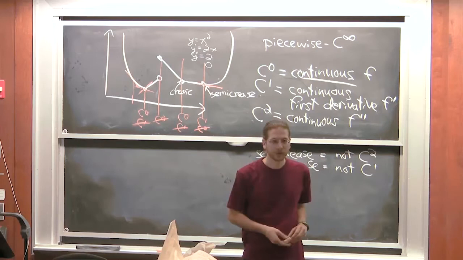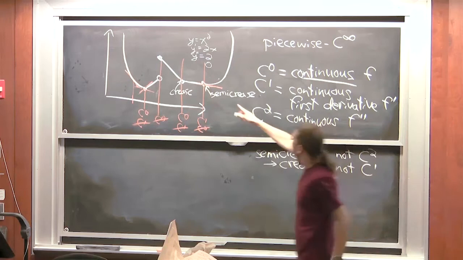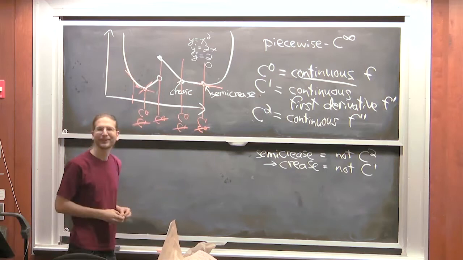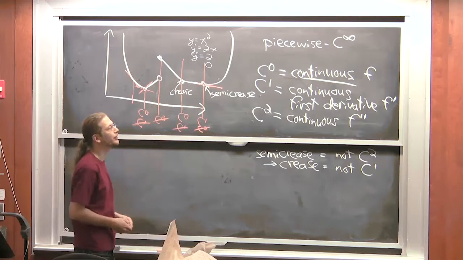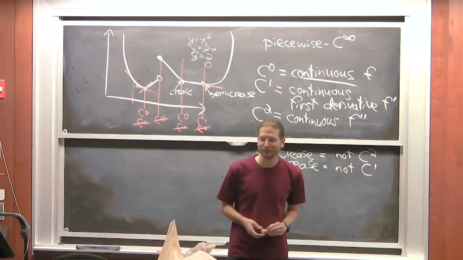Yeah? You can draw a C infinity curve? All of these things are C infinity, except at these points. So every polynomial is C infinity, you can differentiate it all the time, eventually get to zero. Exponentials are C infinity. Pretty much all functions you can think of that are smooth are C infinity.